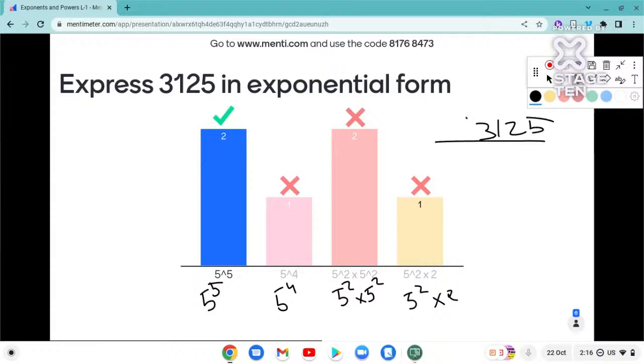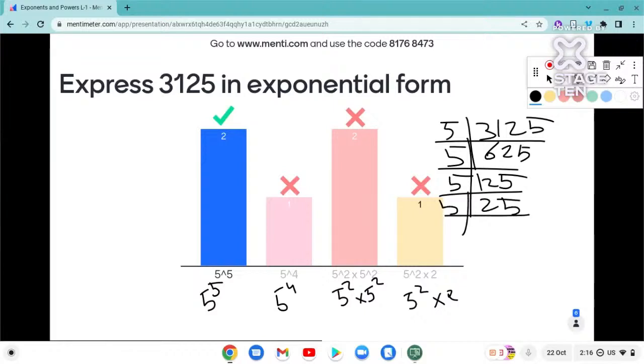3125. Now we have to take 5 only, because 5 is the nearest factor. So 3125 divided by 5 gives us 625. Again, divide that by 5 only, you will get 125. Again, divide that by 5, you will get 25. Then again divided by 5, you will get 5. And again one more 5, you will get 1.